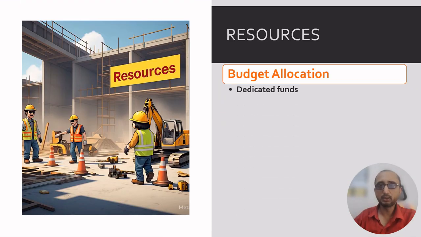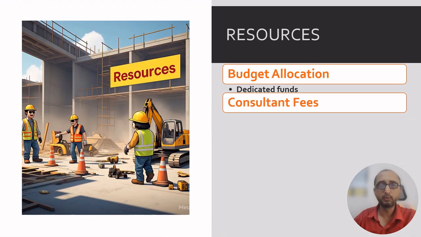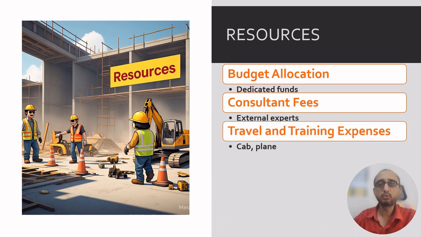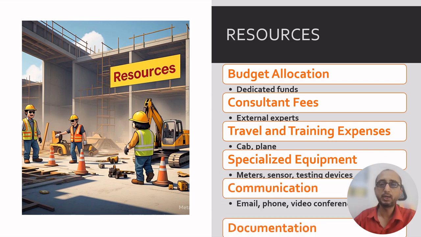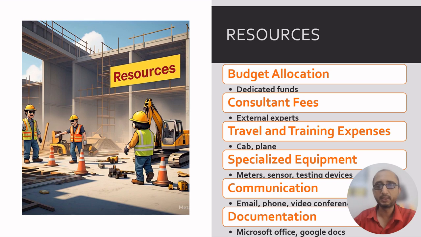Now let's look at the resources that we may need for the successful execution of the risk assessment process. Budget allocation, a dedicated fund to meet different expenses, such as consultant fees if we hire or get services from any consultant. Travel and training expenses may be there. Specialized equipment, like meters, sensors, testing devices, laptops. Communications, maybe we need email services, phone, video conference, things like that. Then for documentation, we may need gadgets or software like Microsoft or Google Docs.